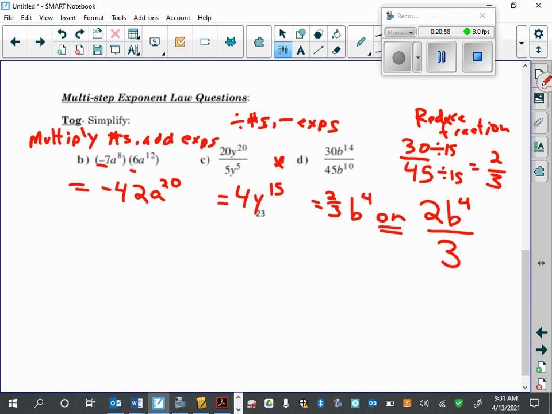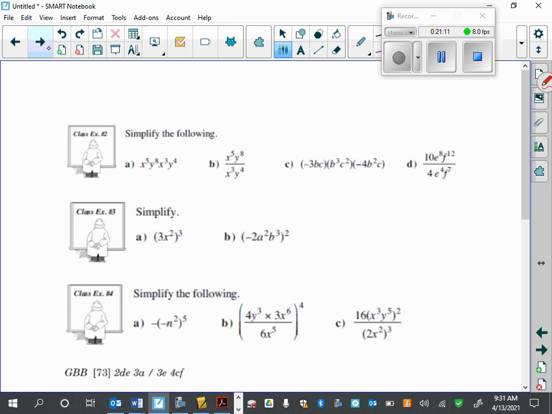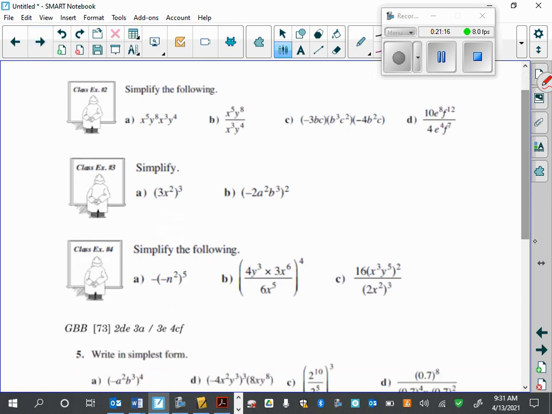Next page. Oops, that's too much. Skip the page. There we go. Next page. Did you understand that, Michelle? Go ahead. Add exponents, subtract exponents. Multiply numbers, add exponents. And this one, the numbers don't divide into each other, so treat it as a fraction. Go ahead and do example 2, please.